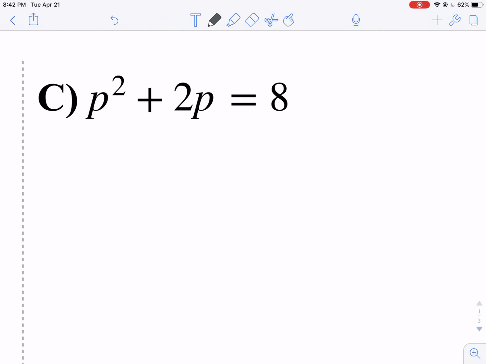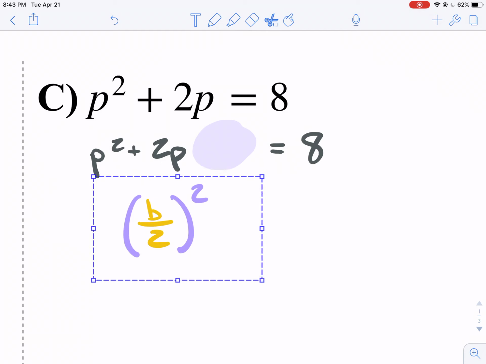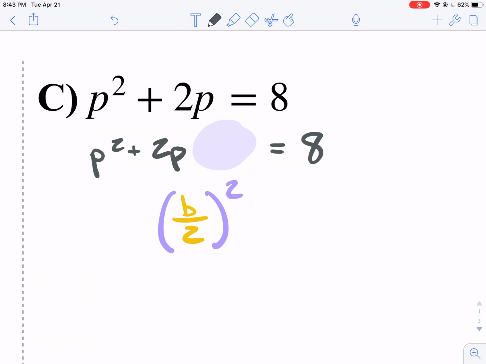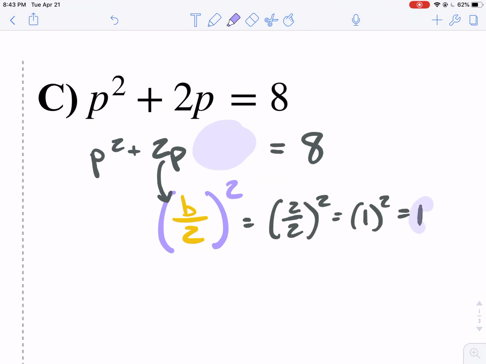So here we've got p squared plus 2p equals 8. And we want that to look like x squared plus bx plus c equals 8. We need to figure out what's going to go in this plus c part. So we've got p squared plus 2p plus something equals 8. Let's go ahead and put our shortcut here. Now here our b term is 2. So 2 over 2 squared is 1 squared, which is 1. So we want to add 1 to both sides.